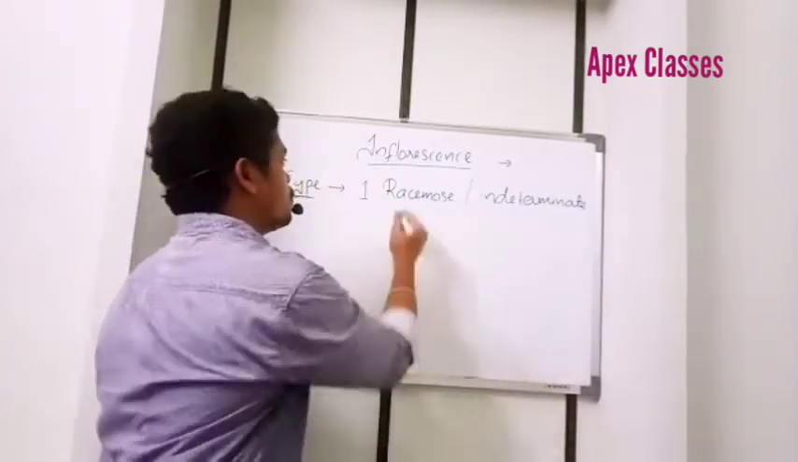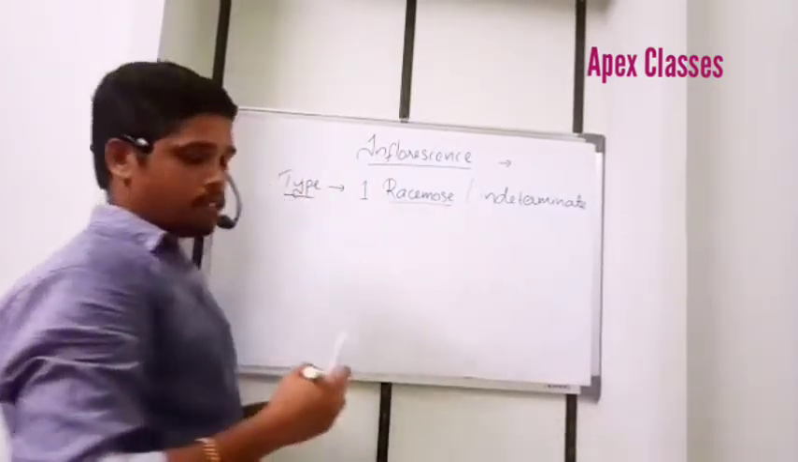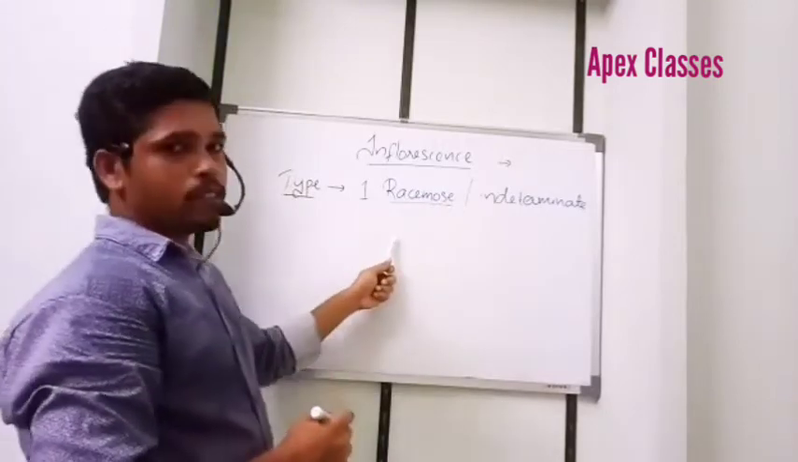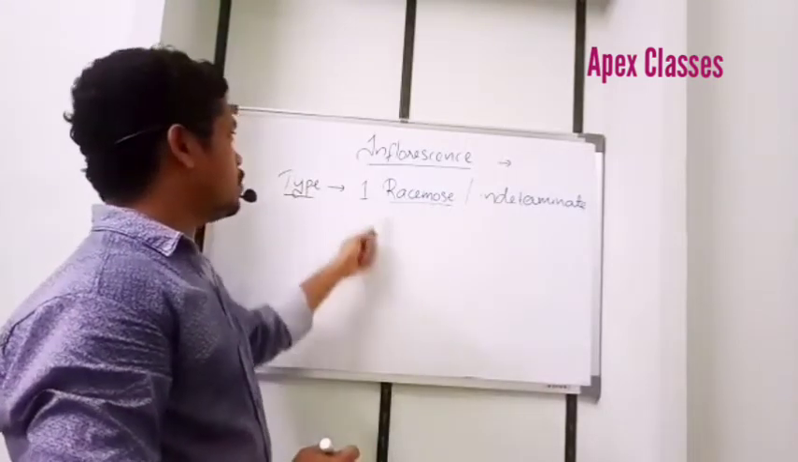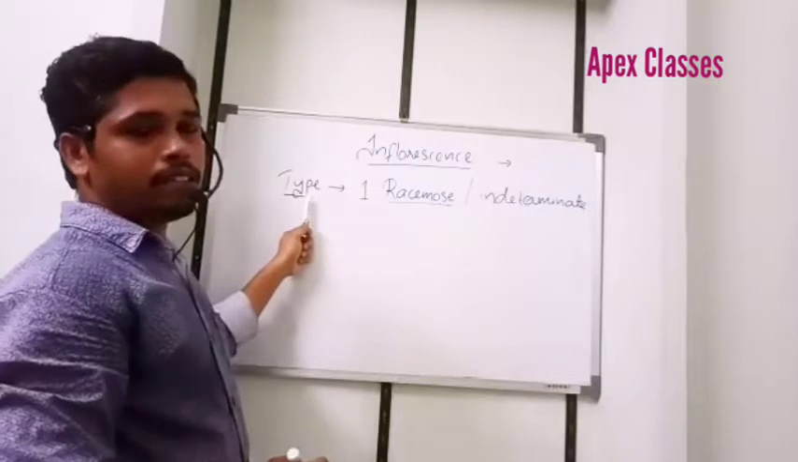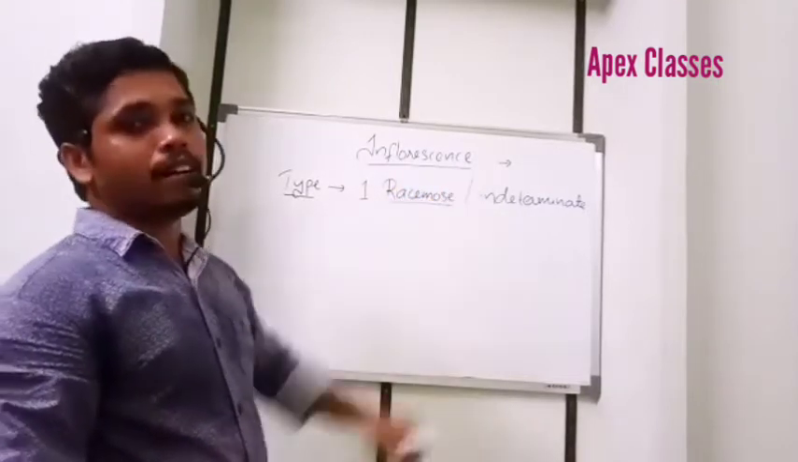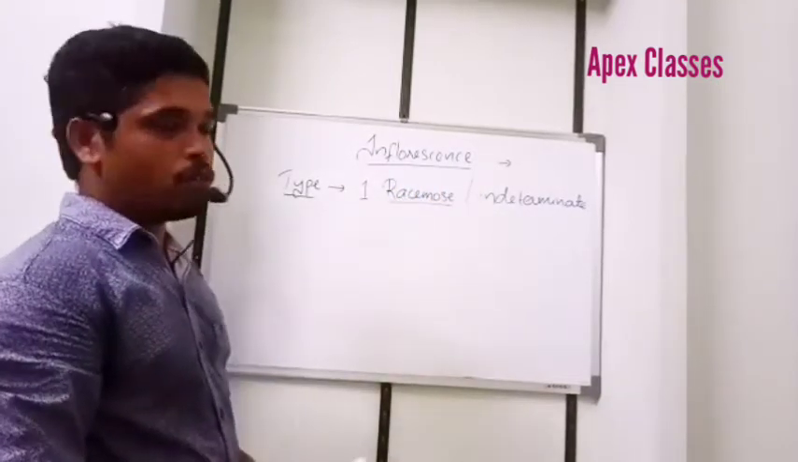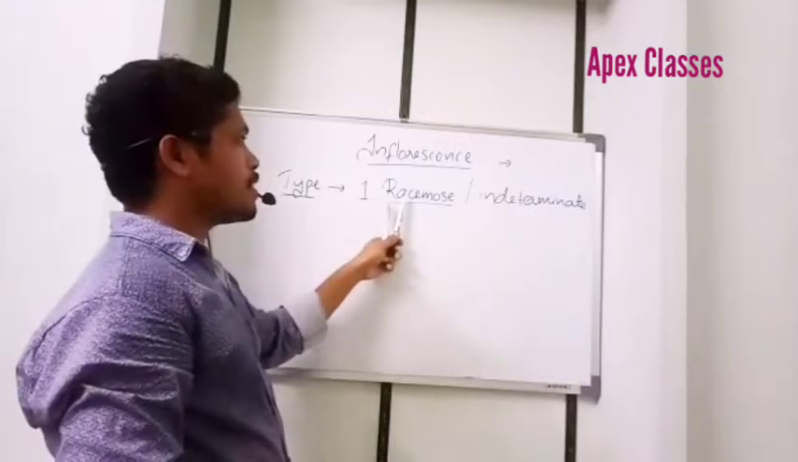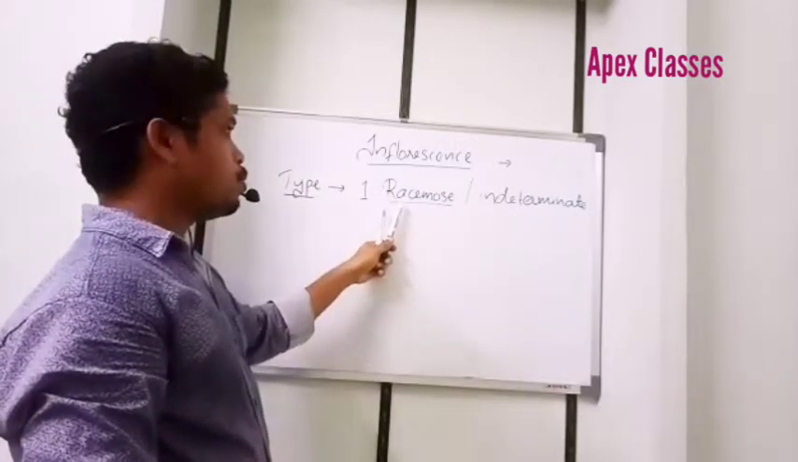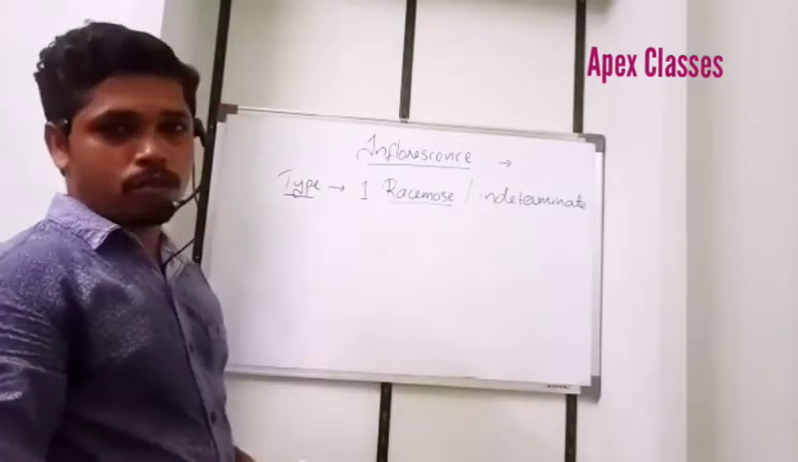Already said: racemose inflorescence, cymose inflorescence, special inflorescence. We have classified inflorescences into groups based on the growth of the peduncle. Based on the growth of the peduncle, inflorescences are classified into two groups, racemose and cymose.